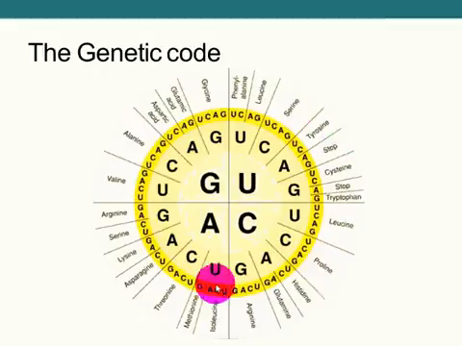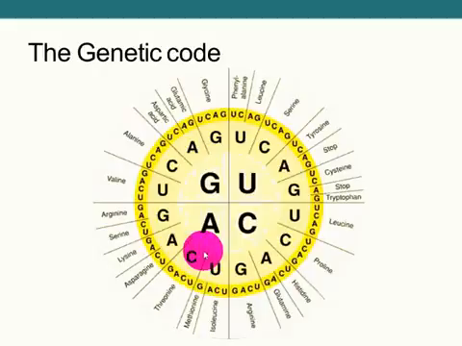So if I look at this wheel, there's a couple of really important ones to look at. Right here, A, U, G. The way you read this wheel is the first letter option, your second letter option, and then your third letter option. So for methionine, A, U, G. Methionine is really important because we call that our start codon. Whenever a ribosome sees A, U, G, it knows it needs to start making a protein.